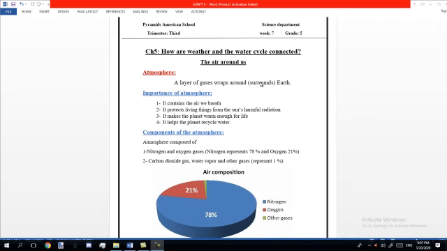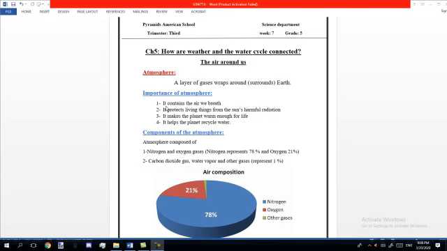Not only for protection, but there are many importances of the atmosphere. Now, what are these importances? First of all, the atmosphere contains gases. Among these gases is oxygen gas that helps us to breathe. So the first importance of the atmosphere is that it contains the air we breathe.